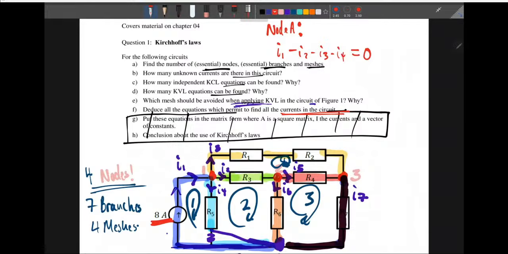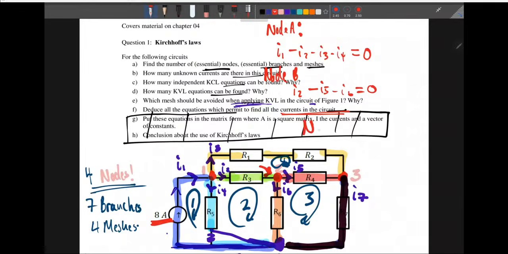Then we go to the next node, which is going to be node number 2, and then node number 3. We are not going to use the ground node because the ground node is the very same as the others. So we're going to do node number 2. I2 is going in, and the ones coming out are I5 and I6. So at node B, you are going to have I2 minus I5 minus I6 equal to 0.